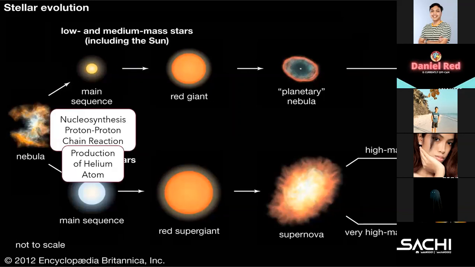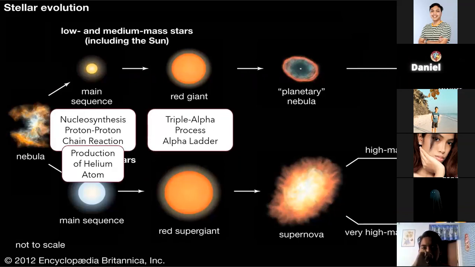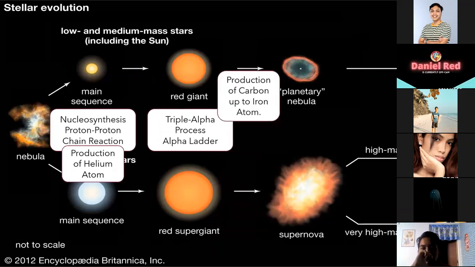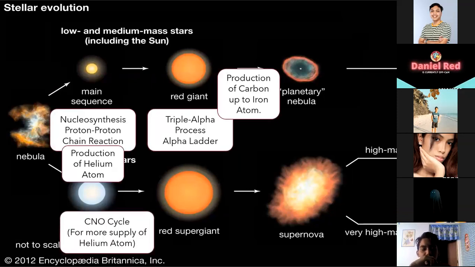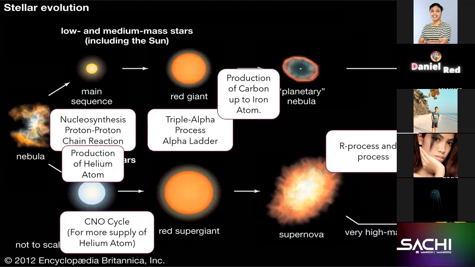Eventually, this process will continue until the formation of red giants. Red giant will conduct the process of triple alpha process and of course the alpha ladder. This will create the heavier elements such as carbon to iron atoms. For high massive stars, CNO cycle is happening for the production of more helium atoms, followed by the red supergiant, and of course the supernova, which involves the R process and the S process, which will create heavier elements such as uranium and thorium.